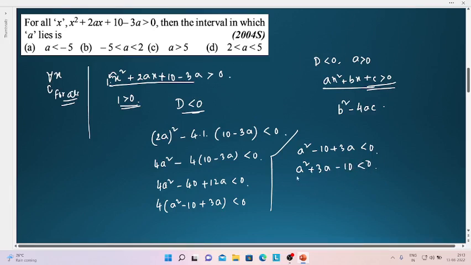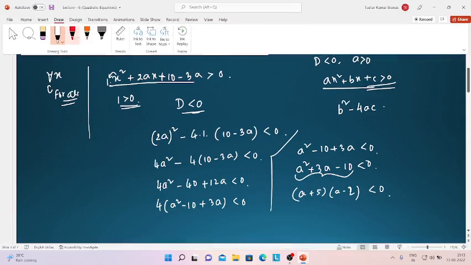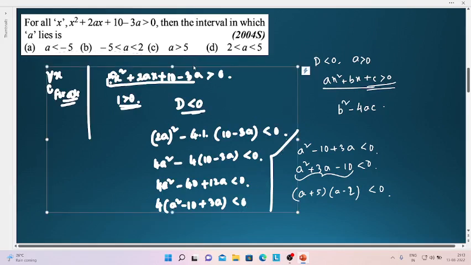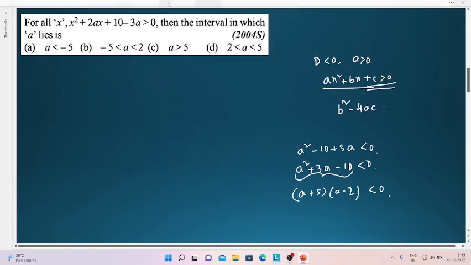So I can factor this particular expression. The factorization will be a plus 5 times a minus 2, which is less than 0, because after multiplying this out you will get a square plus 3a minus 10. So now we have to apply the inequality form. I think you are already familiar with how to solve these inequalities. Let me first delete that part.